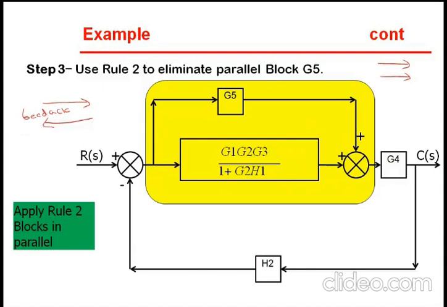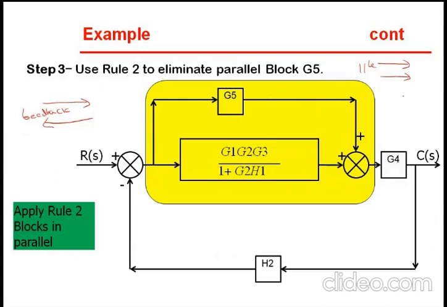So here, if you observe the physical representation of this particular diagram, the two lines are, by physical appearance, in parallel actually, but the direction of the signal is opposite. So when the direction of the signal is opposite, we call it feedback, and when the direction is the same, we say these two are in parallel. So G5 and this block are in parallel.